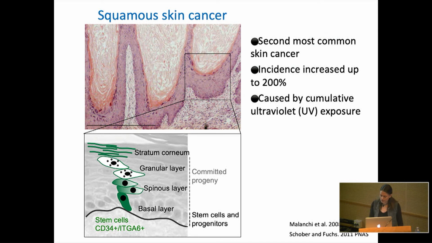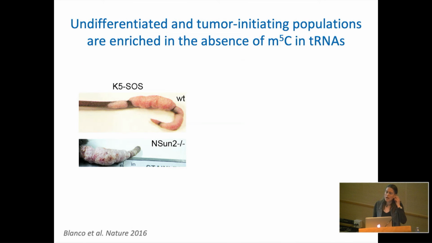So this is now going back to work we did quite a while ago. When we asked whether enzyme 2 plays a role in tumor formation, what we found very early on, and we used a skin model, which is here called the K5-SOS model, which is basically just constitutive expression of RAS in the skin, which causes these tumors for whatever reason only in the tail.